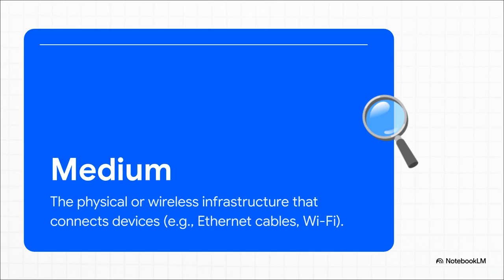Okay, so you've got your islands. Now you need a way to connect them, right? That's the medium. This is the actual infrastructure that links all the devices together. Sometimes it's a real physical bridge, like an Ethernet cable you plug into your computer. Other times it's more like an invisible flight path, like the Wi-Fi signals zipping through the air in your house.